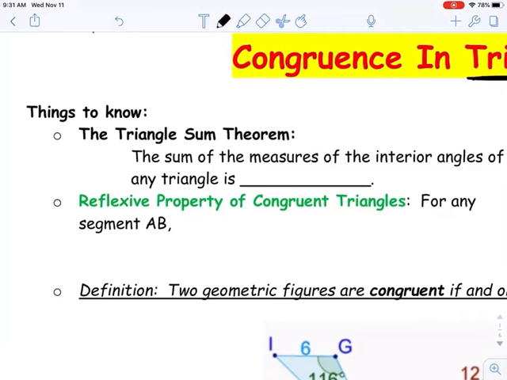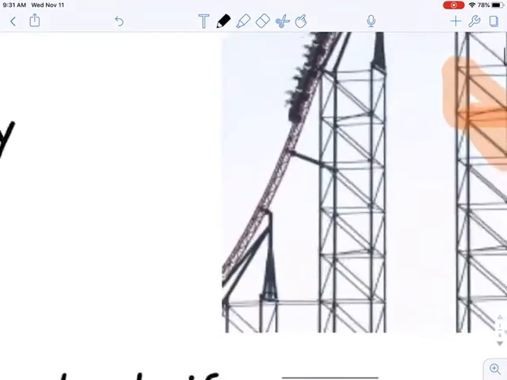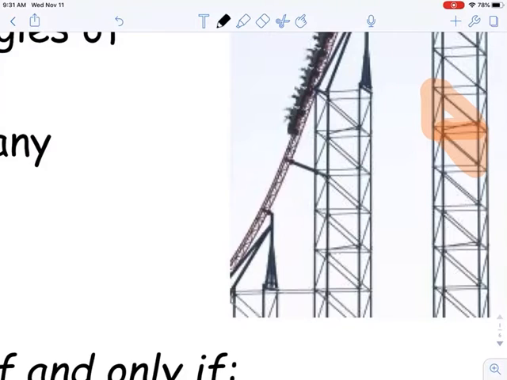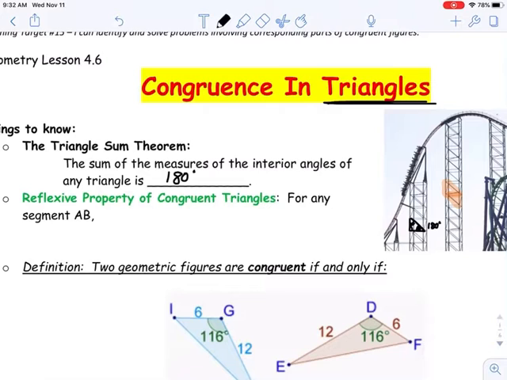You've heard at some point in your life the triangle sum theorem. The sum of the measures of the interior angles of any triangle is 180 degrees. So basically what it's saying is, look at this triangle here. We'll focus on this one. These angles would add up to 180 degrees. And that's true for any triangle that has existed in the past, that currently exists, or that will exist in the future. Any flat triangle adds up to 180 degrees.